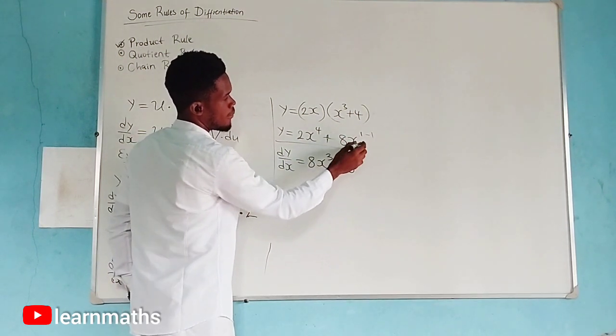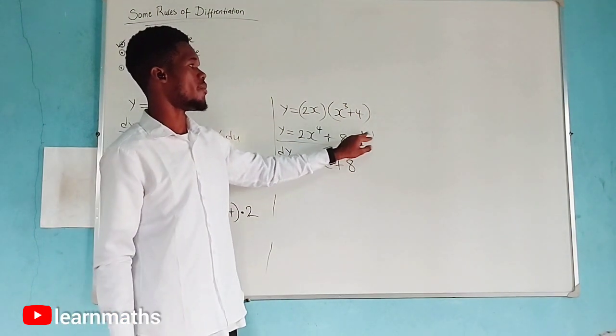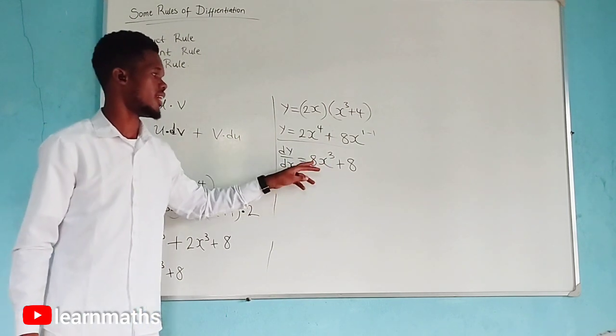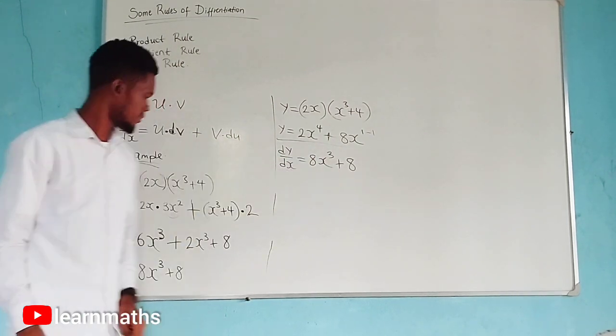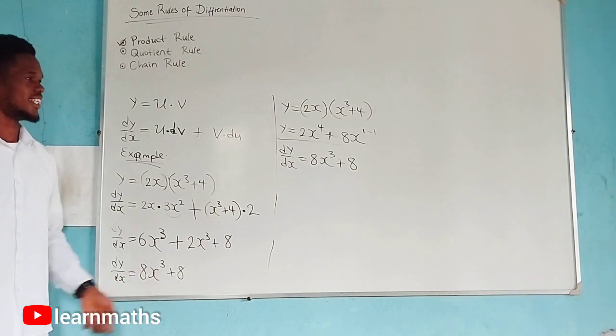Then you reduce the power by 1. 1 minus 1, that's 0. So there will be no x here. Since 1 minus 1 is 0, it's gone. So this is going to be the answer. dy dx equals 8x raised to 3 plus 8. That's what we got here, 8x raised to 3 plus 8.